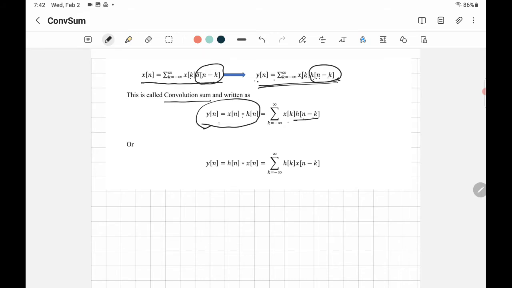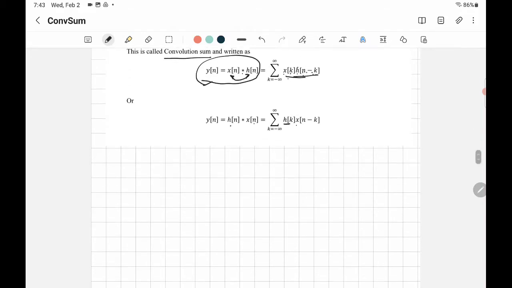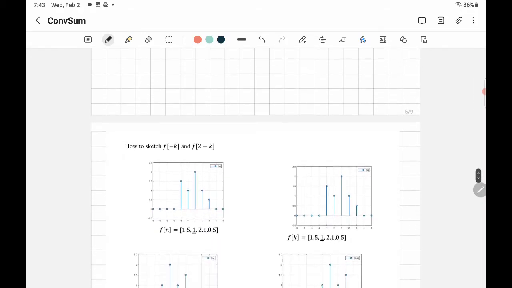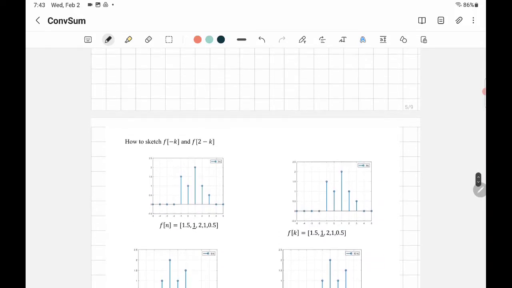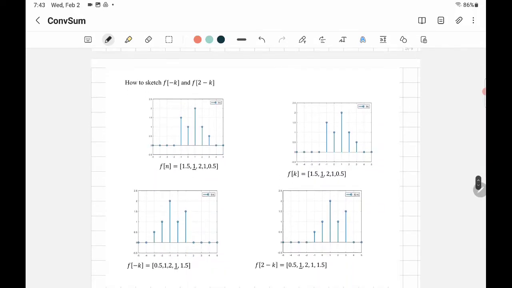Okay, great. If you flip x and h, change the position, you can write it as h of n convolved with x of n. In this way, the sum will change. Instead of x of k, you'll have h of k, and instead of h of n minus k, it will be replaced by x of n minus k. So both ways work and find the same result. Maybe it looks complicated, but when we do a numerical example, it will be easy. Before we do the example, I'd like to remind you of some signal operations on discrete time signals.